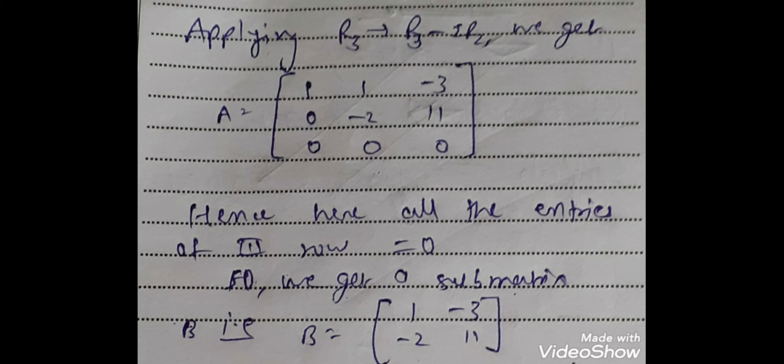So by removing the third row and first column, we get the submatrix of the matrix A, denoted by matrix B, which contains the elements 1 and minus 3 in the first row, minus 2 and 11 in the second row. Now we keep these entries in determinant form and expand it, then it is 11 minus 6, that is 5, which is not equal to 0, which means the value of this determinant is not equal to 0. Then the matrix B is of order 2. So the rank of this matrix is 2.